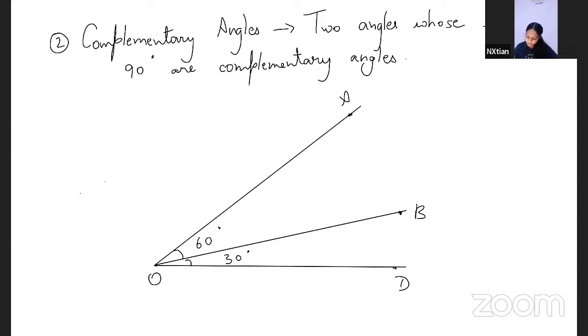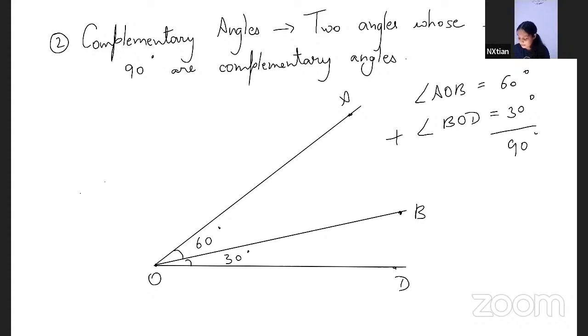So now what will be the names of the angles? The 60-degree angle will be angle AOB, which is 60 degrees. Then we have angle BOD, which is 30 degrees. If I add them, AOB plus BOD, their sum will be 90 degrees, which means that they are a pair of complementary angles.